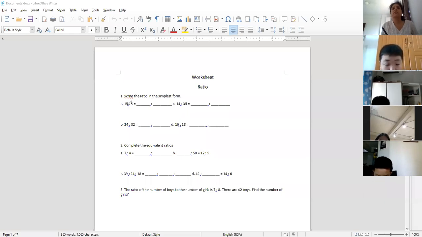So 5 times 1 is 5 and 5 times 3 is 15. If I want to write it in the simplest form, you can write this in fraction form also. Five times three is 15 and five times one is 5. Now come to the B part. 24:32.